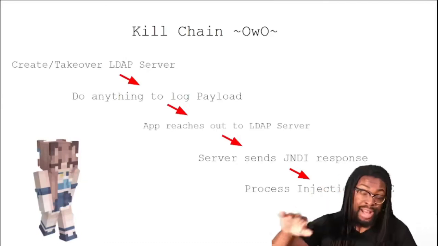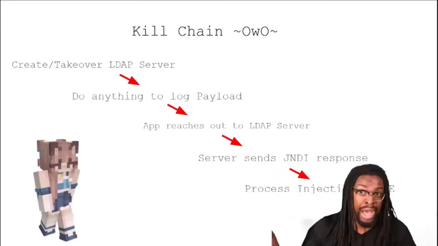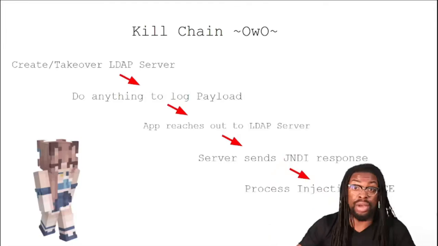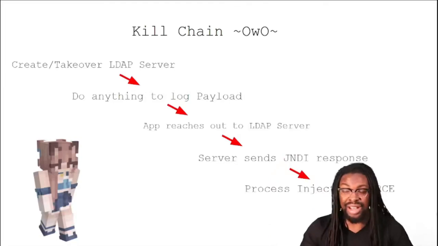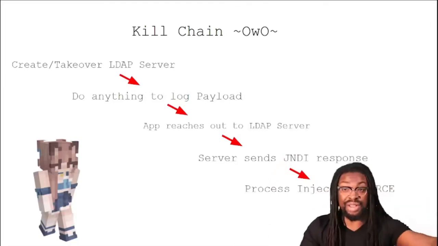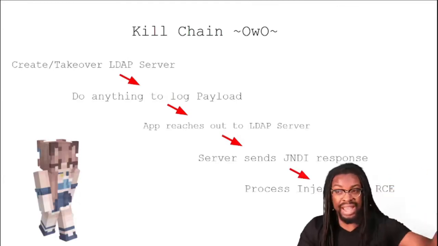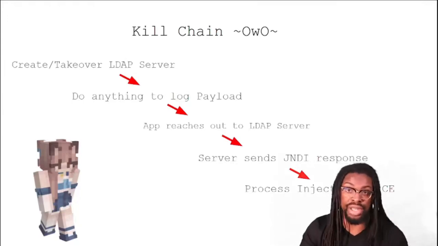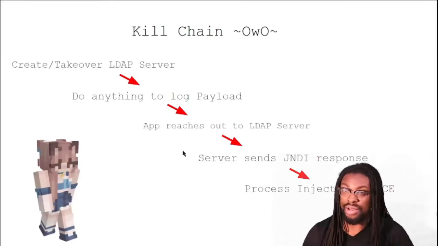So the rest of the kill chain is that just by including the payload, because the LDAP server is automatically trusted, the app will reach out to that server. The server will send a JNDI response, including the class, and then within that class, you can inject into the process and get remote code execution from there. Yeah, kill chain. Woo.